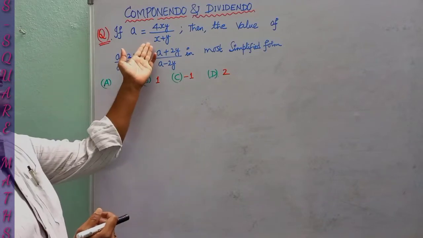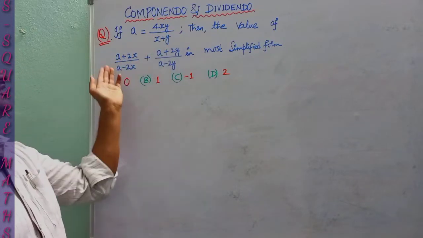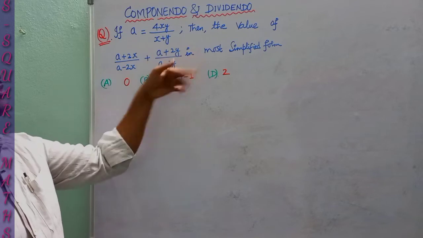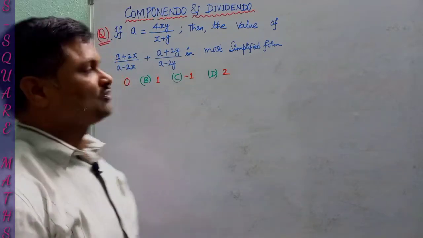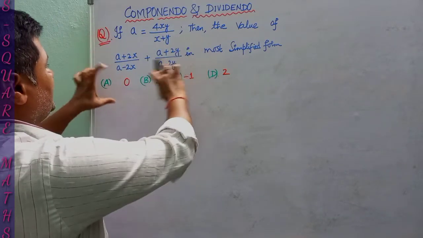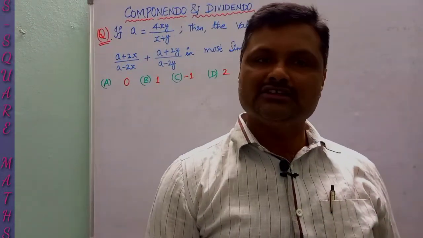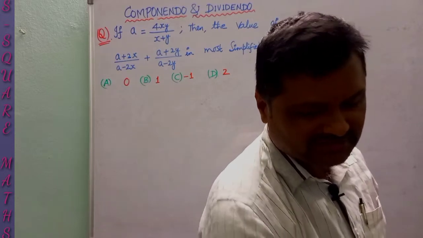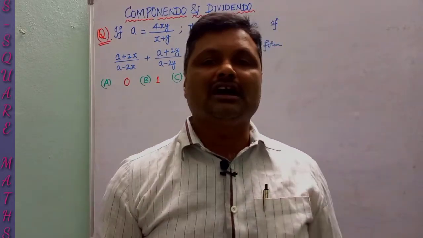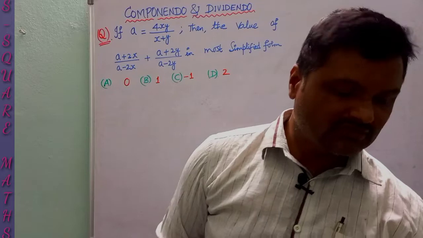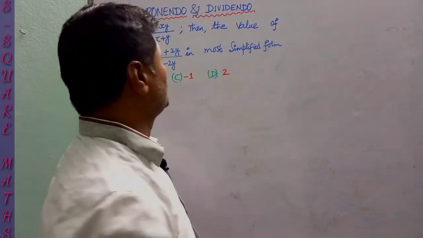Given a is equal to 4xy by x plus y, find the value of this expression in most simplified form. So the question is big and the answers are small. Let us switch on to our solution now. Before that, the heading is nothing but componendo and dividendo. So what do you mean by it? Let us go through it now.